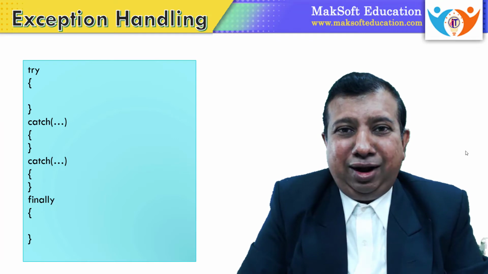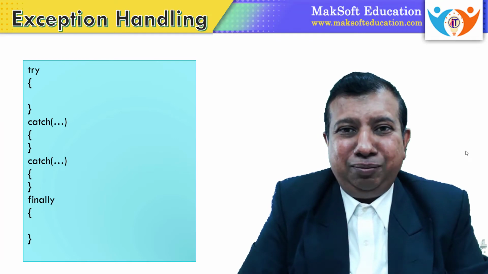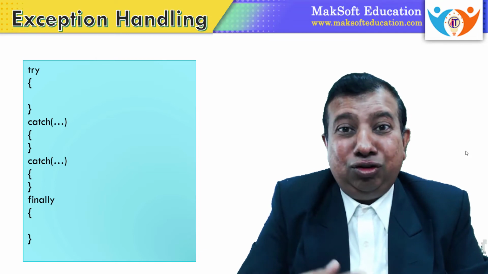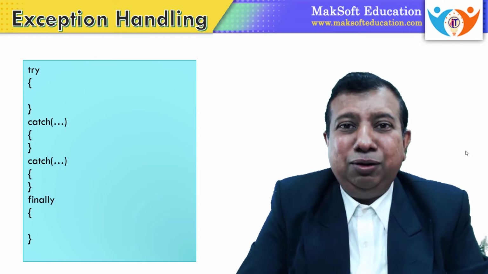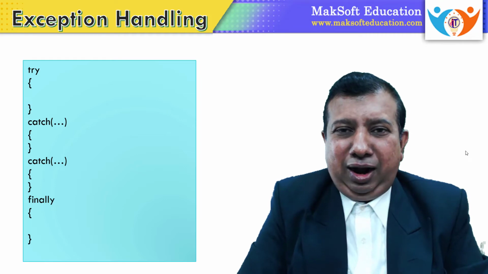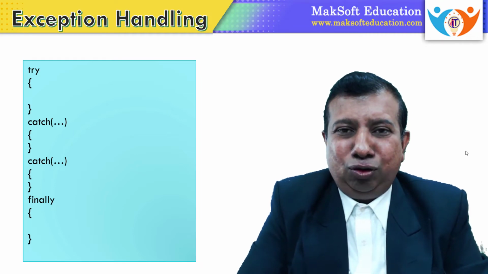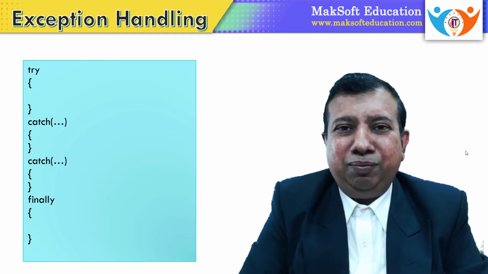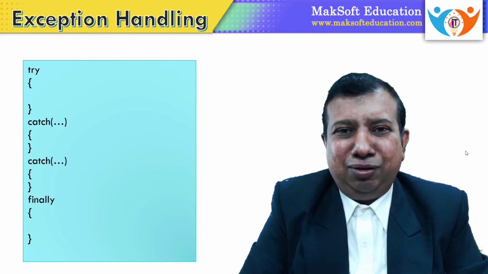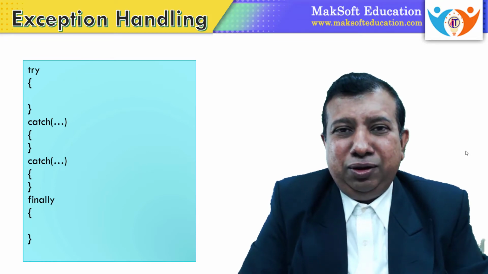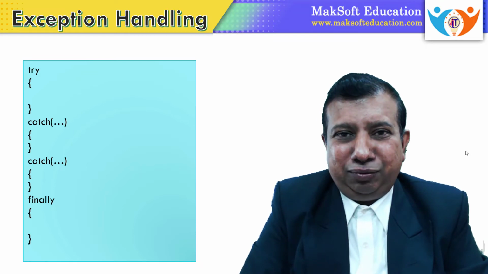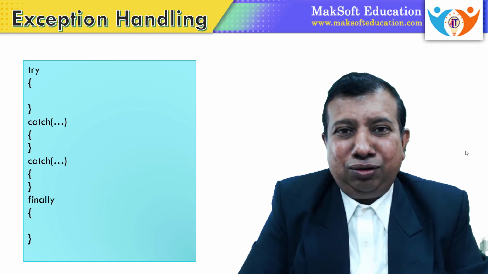One catch block can handle only one exception at a time. So for multiple possible exceptions, we have to write multiple catch blocks. And after writing all possible catch blocks, we have to write one generalized catch block which can handle any type of exception. If the try block executes successfully, all those catch blocks will be bypassed. And after the catch blocks, we write a finally block.